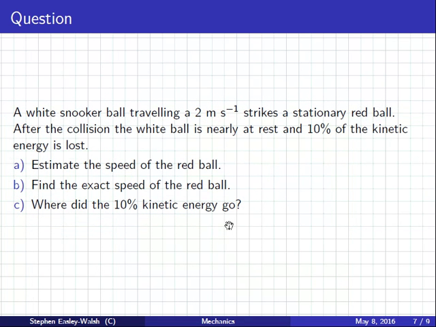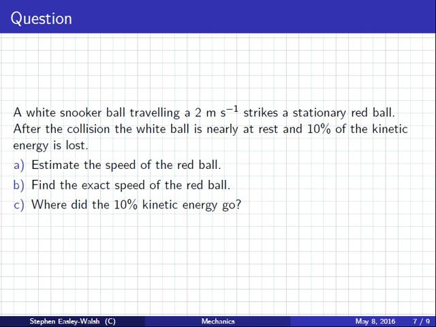Right. So I think there's one more to do and then that's it. So that's not too bad. I want you to try this one. It's harder than the last one, but I'd like you to try it, okay? First I want you to draw it and then I want to check that you drew it right. A white snooker ball traveling at 2 meters per second strikes a red ball. After the collision, the white ball is nearly at rest and 10% of the kinetic energy is lost.